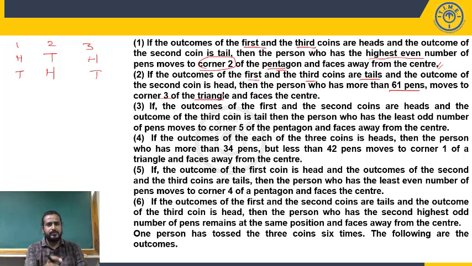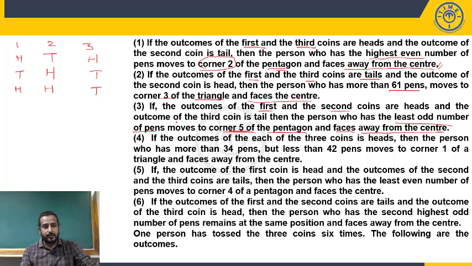Just follow that instruction and place the person, and faces the center. In the earlier case, faces away from the center. We must follow the instructions. And if the outcome of the first and second coins are heads, and the outcome of the third coin is tail, then the person who has the least odd number of pens moves to corner 5 of the pentagon, clearly mentioned, and faces away from the center.